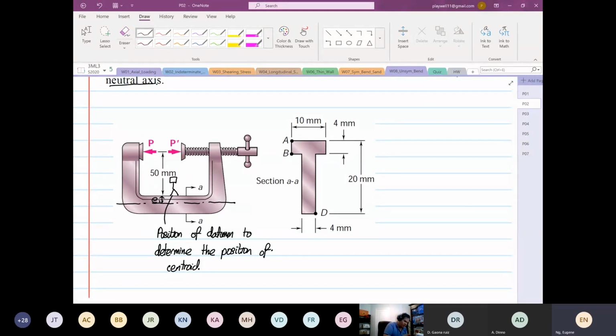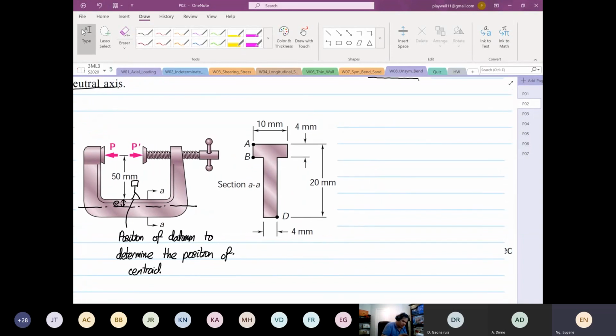Okay, so the formula that we're going to use, so we know that this is the case that we have eccentric symmetrical loading. So we know that stress X is equal to Px over A. So this is straightforward. Then plus Mz over Izz multiplied by Y.